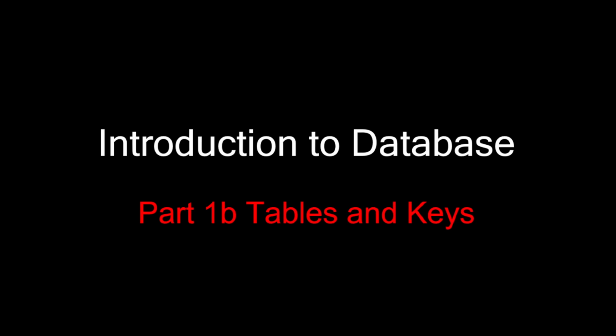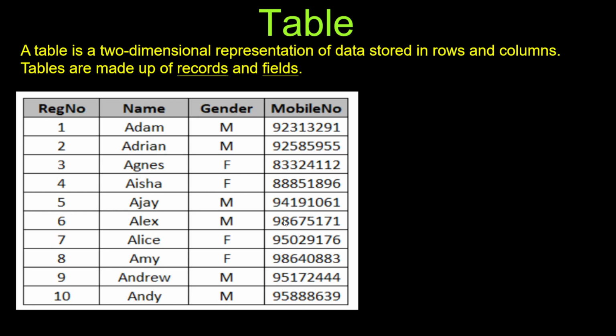Alright, let's move to part 1b, tables and keys. So what exactly is a table? It's just a 2D representation of data that's stored in rows and columns. So this table does not look new to us. We are so used to seeing tables like this, but there are some new terms we need to be careful with. For example, tables are made of records and fields.